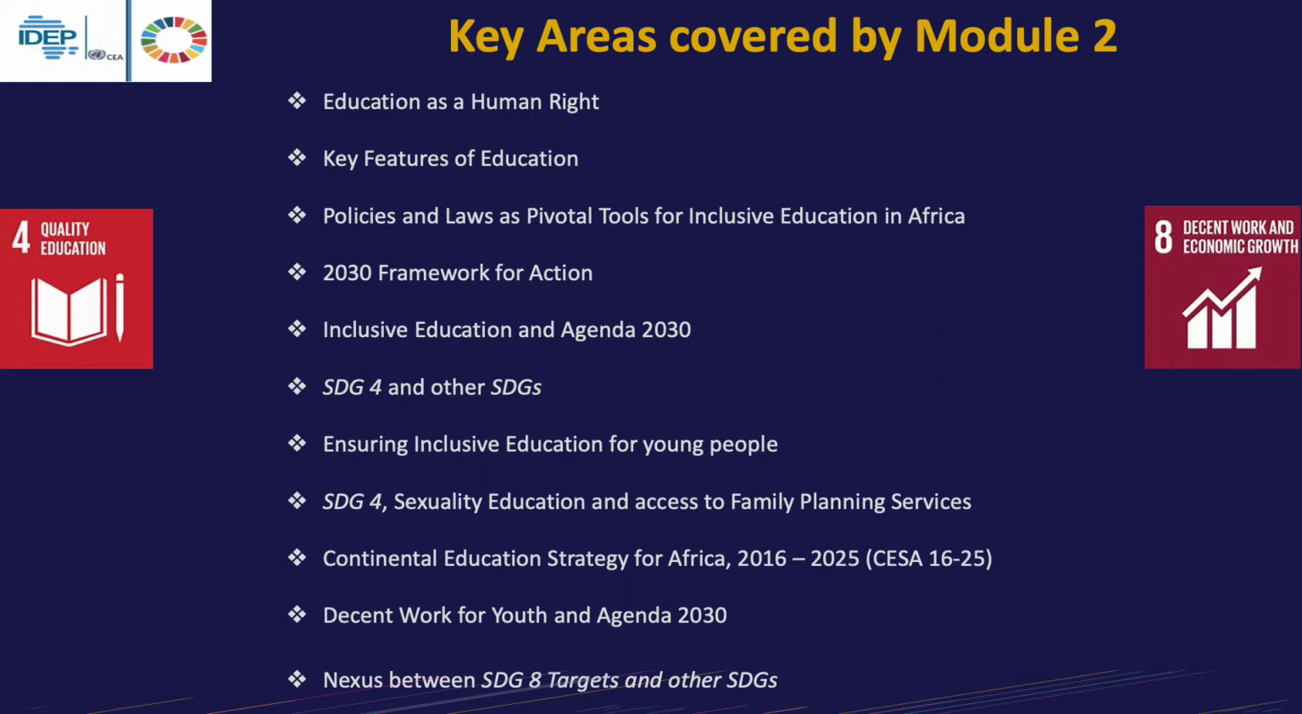Then we also look at decent work for young people and Agenda 2030. What does decent work mean? And then the nexus between the SDG 8 targets and other SDGs. These are very important areas, and there are a whole lot more that you will be studying under the further reading part of this module. So I enjoin you to take the lecture notes and go through them, and also study the further reading.